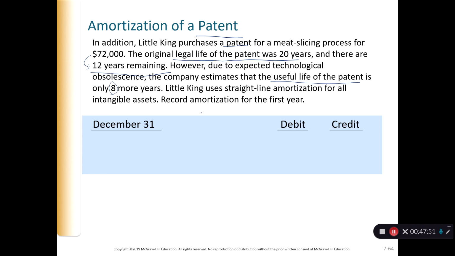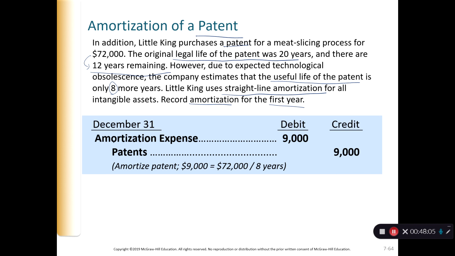Okay, Little King using straight line amortization for all the intangible assets, record the amortization for the first year of the 8 years that Little King estimated. So same thing, debit amortization expenses, credit patent, and we're using the amount that they purchased it at, and dividing by the 8 years that they estimated this meat slicing process is good for. Hence, we get $9,000 and directly reduce the patent.